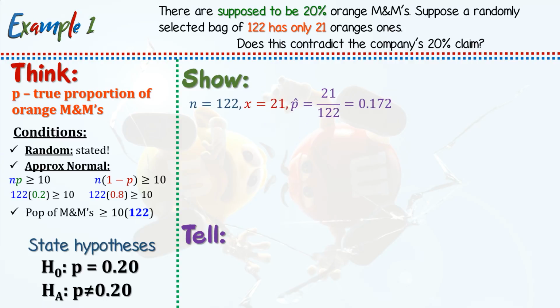The show part is where you can do all of your mechanics. And I love to organize all those numbers into nice little notations. So n, the sample size, is 122 M&Ms. The number that I found were orange were 21. My p-hat was about 17%.